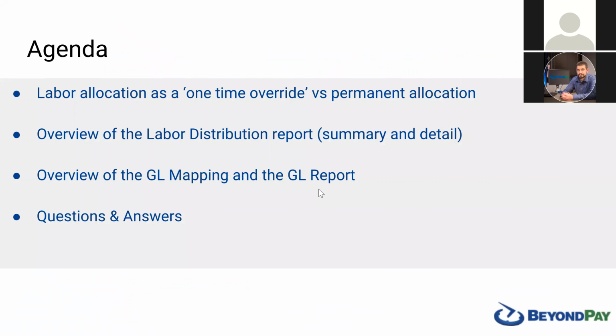We will very briefly review system of labor allocation, one-time versus permanent allocation, and then we will review the actual reports that are the labor distribution report and the general ledger report. And that is where the level of detail will be only cursory, and then we'll leave that up to further exploration if you want to apply it to your own company. So without further ado, I will go ahead and jump into the BeyondPay system.